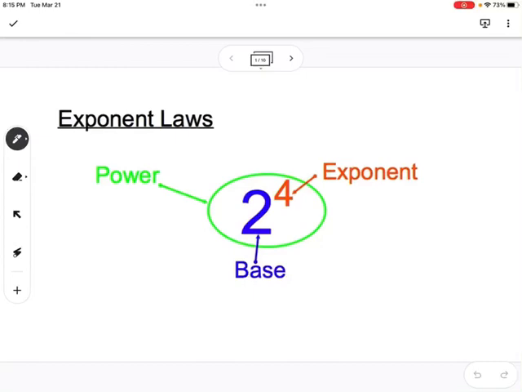Today we're going to be talking about exponent laws. So first, looking at what an exponent is, just a reminder, the exponent is the little number that is up top. The big number on the bottom is called the base, and the whole thing, putting the base and the exponent together, is called a power.